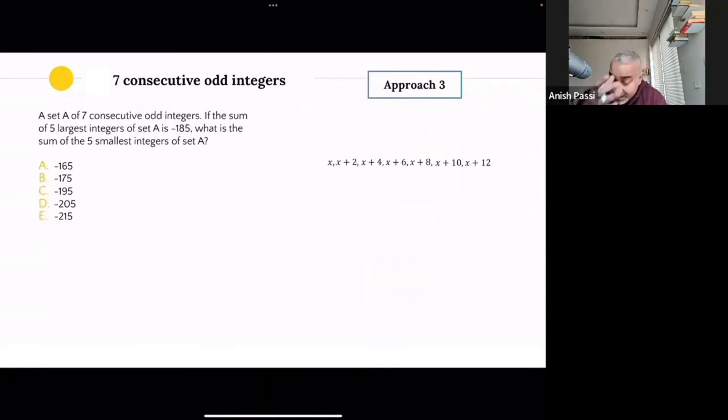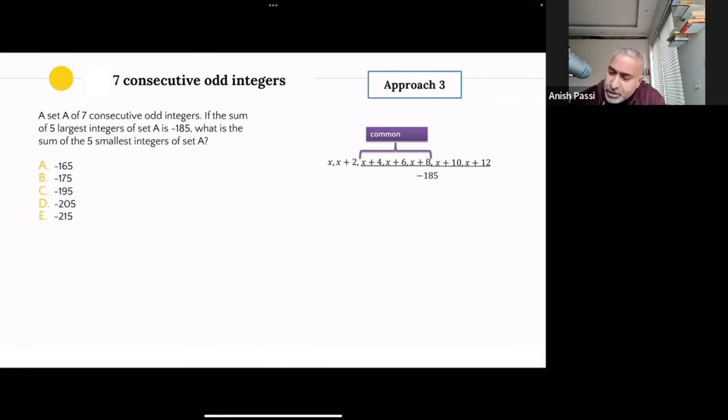So these are the 7 numbers. I've used the variable x again. Now, before I get into any calculations, any solving, let me just understand better what's going on. I'm given the sum of these 5, the largest 5. I've been asked the sum of the smallest 5. Between the smallest 5 and the largest 5, these middle 3 numbers are common. They are there in both the places. So they are not going to change the sum. They are there anyway.